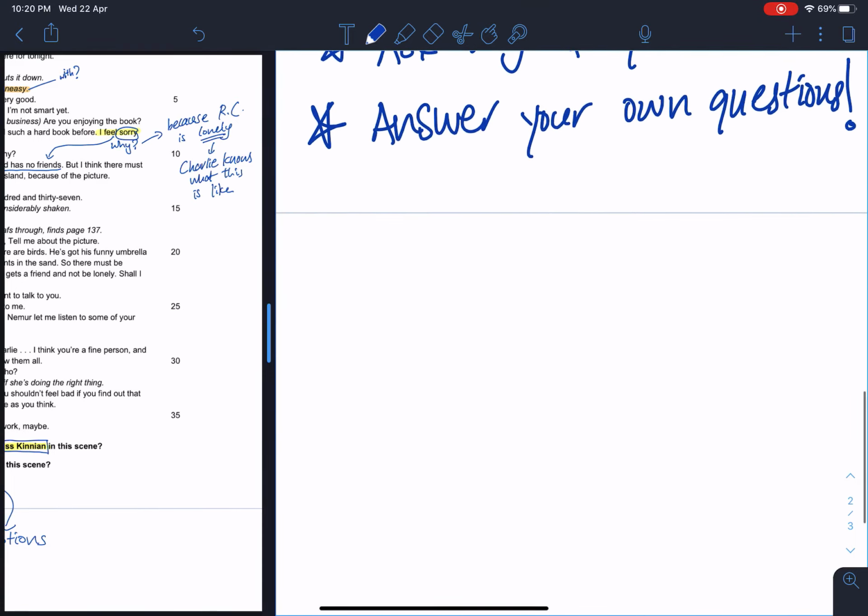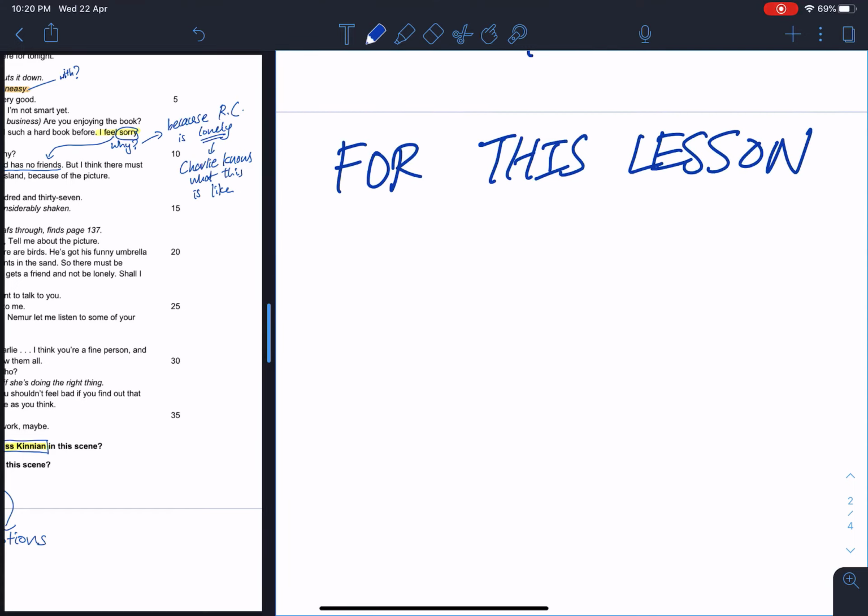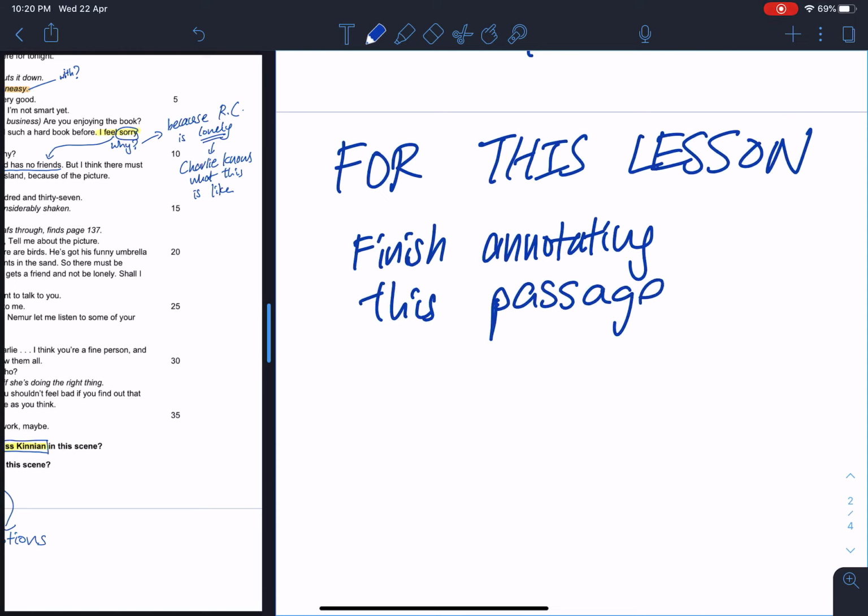So for the rest of this lesson, please spend the rest of the time. In fact, before the next lesson, the homework is to finish annotating this passage for Charlie and Miss Kinnian. You don't have to answer the questions yet. I just need you all to annotate the passage. Go and pick out all the important things about Charlie and Miss Kinnian. I understand that this is like prep work and there's no way I can confirm that you have done it, short of you taking a picture and sending it to me. But this is an important exam skill, so please try to do it by yourself so that the next lesson when I go through it, you will gain something from it.